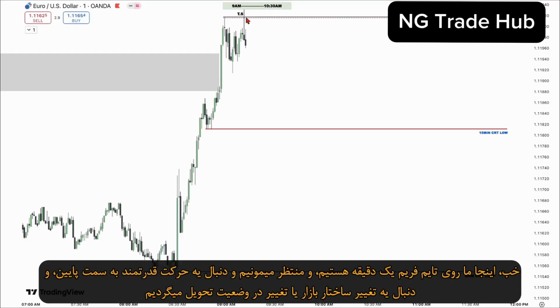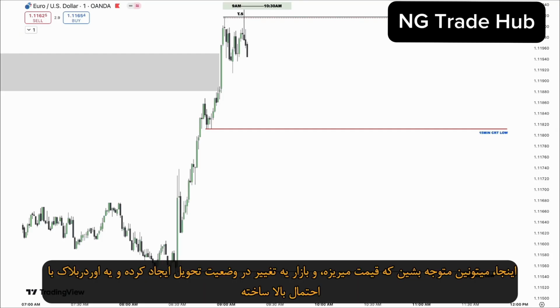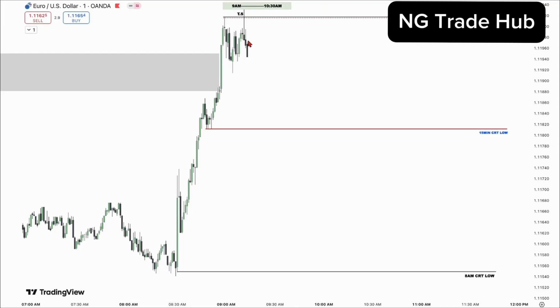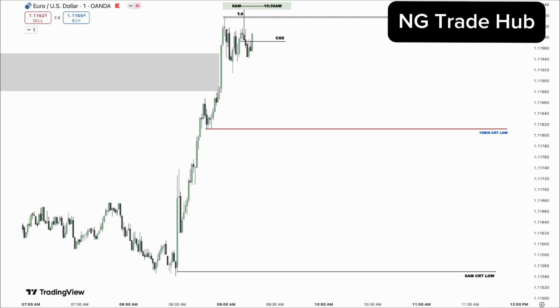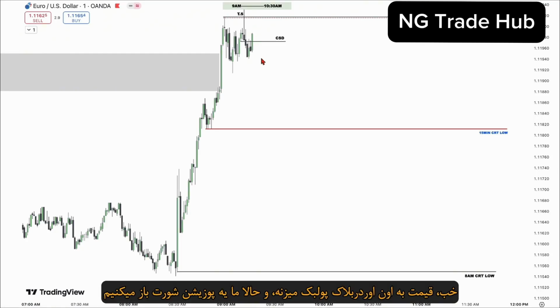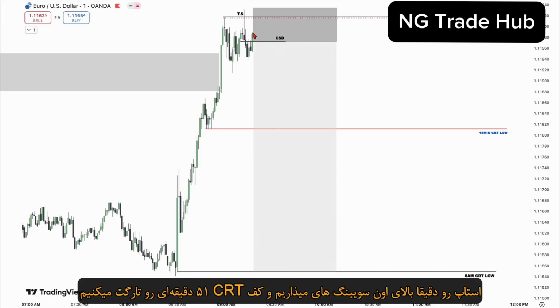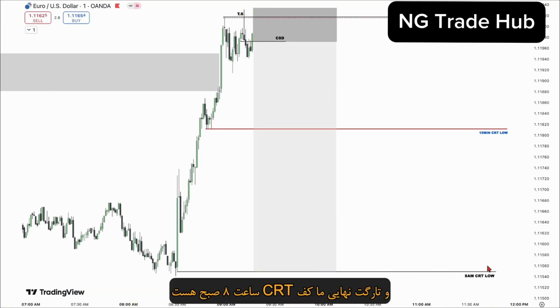So here we are on the 1 minute time frame, and we will wait and look for a displacement to the downside and look for a market structure shift or change in the state of delivery. Here you can notice price drops down and the market has made a change in the state of delivery and created a high probability order block. So we mark out that order block and wait for it to retrace back to that order block. So price retraces back to that OB, and now we enter a short position, just putting the stop above that swing high and targeting the 15-minute CRT low, and our final target is the 8 AM CRT low.